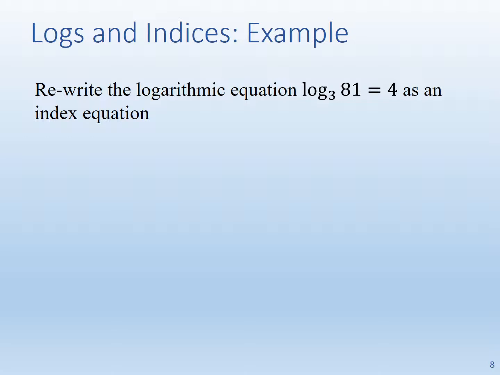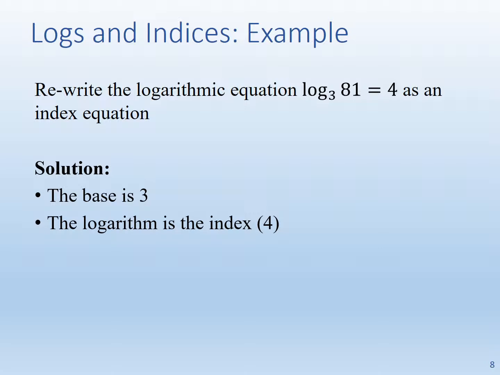In this example, we're asked to rewrite this log equation as an index equation. So we need to identify the base, which is 3. The logarithm is the index, that's the 4. And the number there is 81. So we'll rewrite that now as the base 3 to the power of 4, the logarithm or index, is equal to 81.